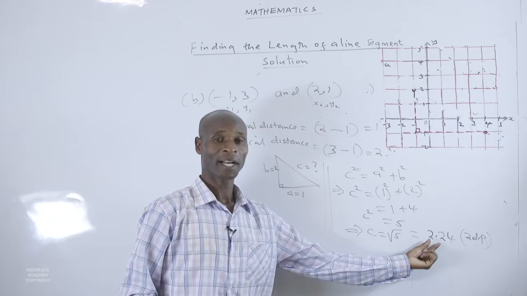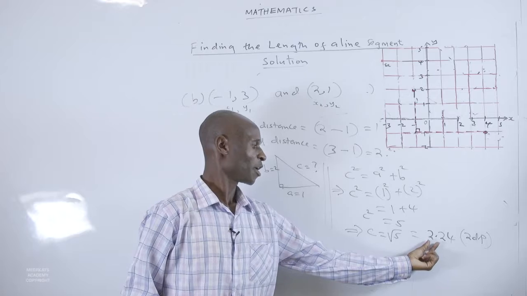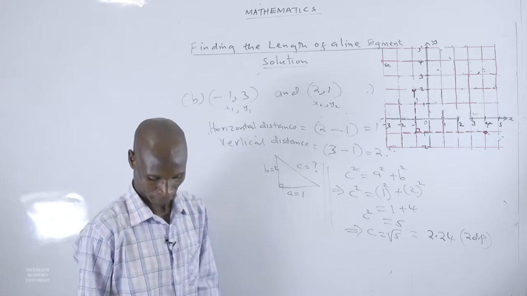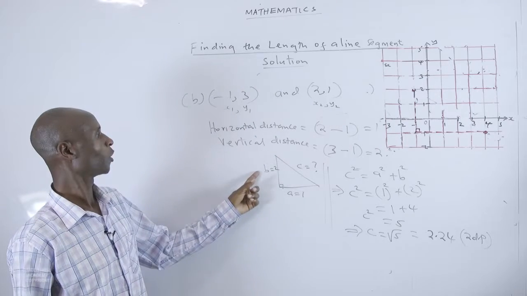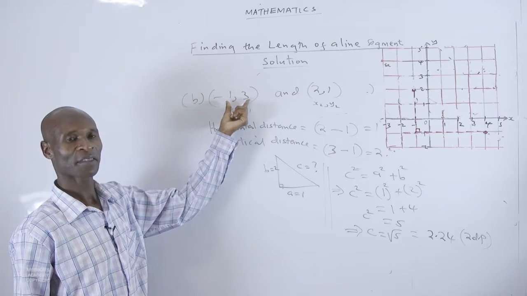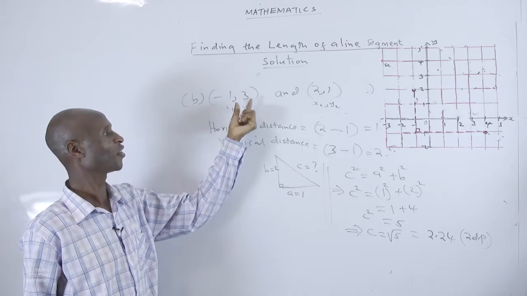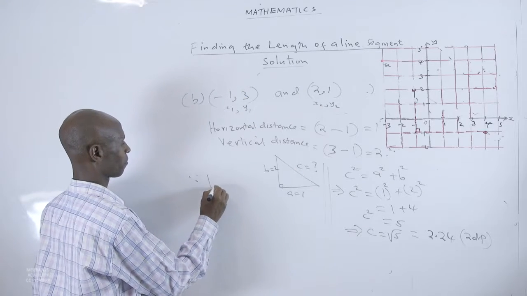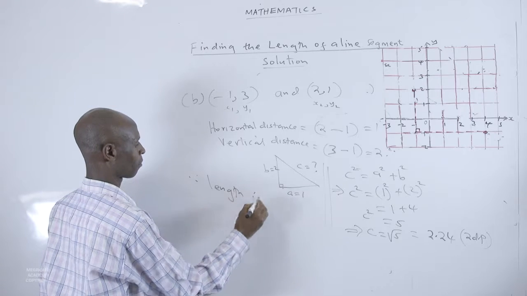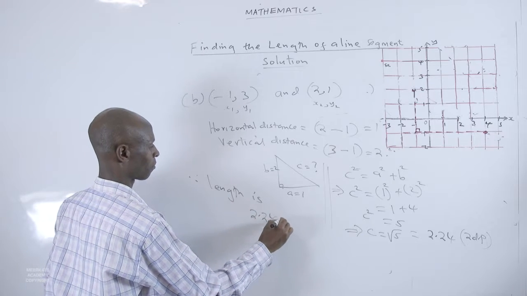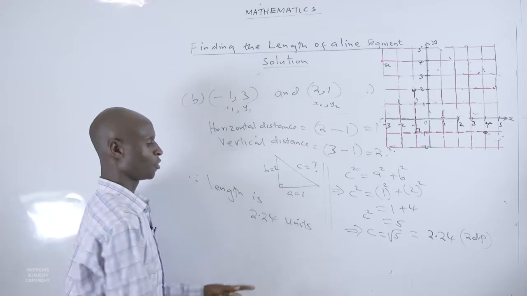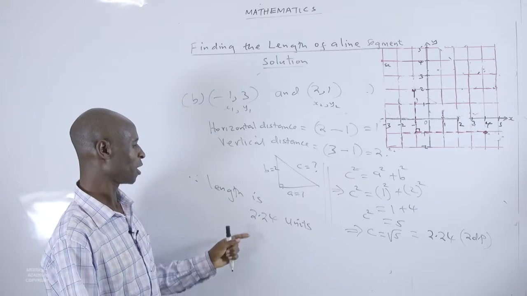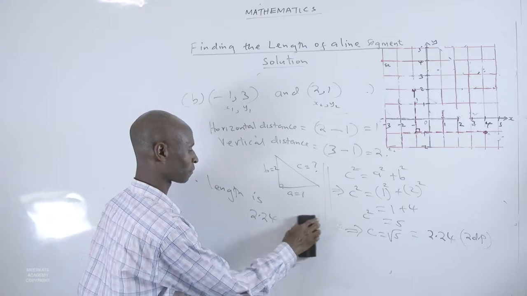So if you press your calculator very well, we expect you to get an answer of 2.24 corrected to 2 decimal places. And therefore, we can conclude by saying that the length between the points -1, 3 and 2, 1 is 2.24 units. As I mentioned, the length is measured in units.